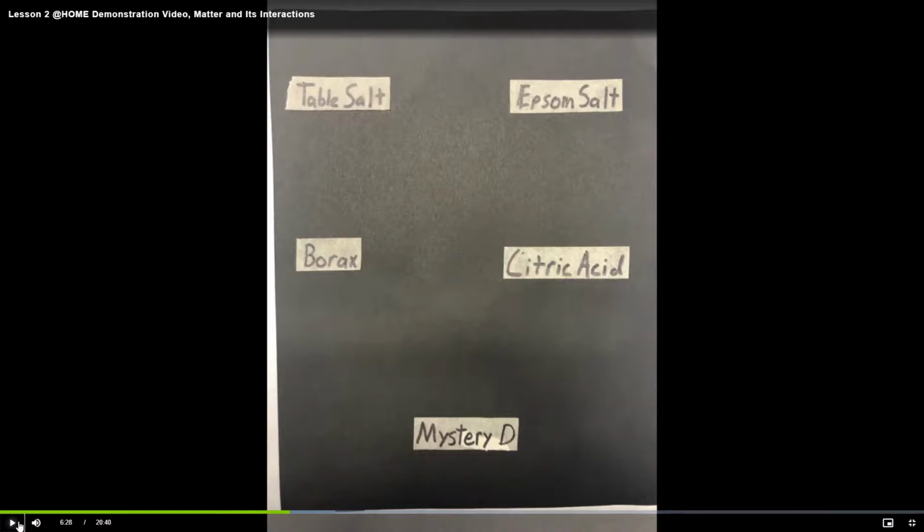If you guys were doing this in class, I would give you a black piece of construction paper and ask you guys to make a label for each of the crystals that you are given. In the first part of this investigation, you have to look at each of these crystals and make two physical observations about them. So when I press play, it's going to go to each of these, and you have to make observations of each.